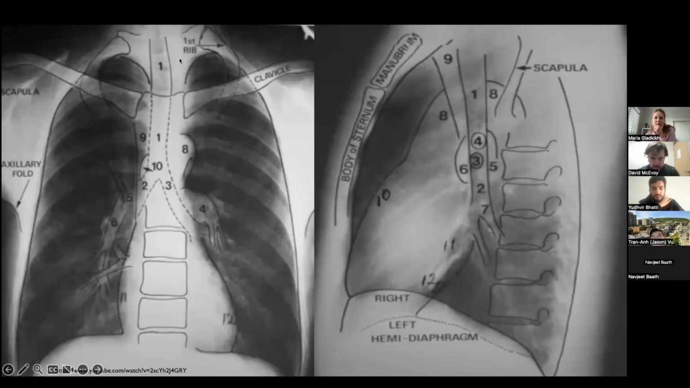On the frontal view, yes, you can see the right diaphragm is higher than the left. The border of the heart is made up of the right atrium on the right here, and then the left atrium and left ventricle on the left. And the mediastinal structures are always what get a little bit confusing.